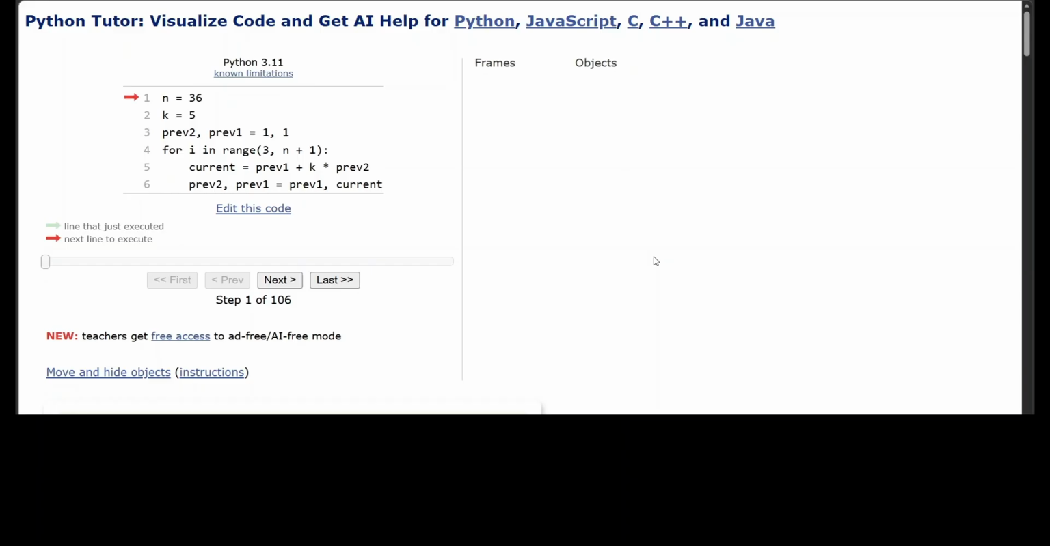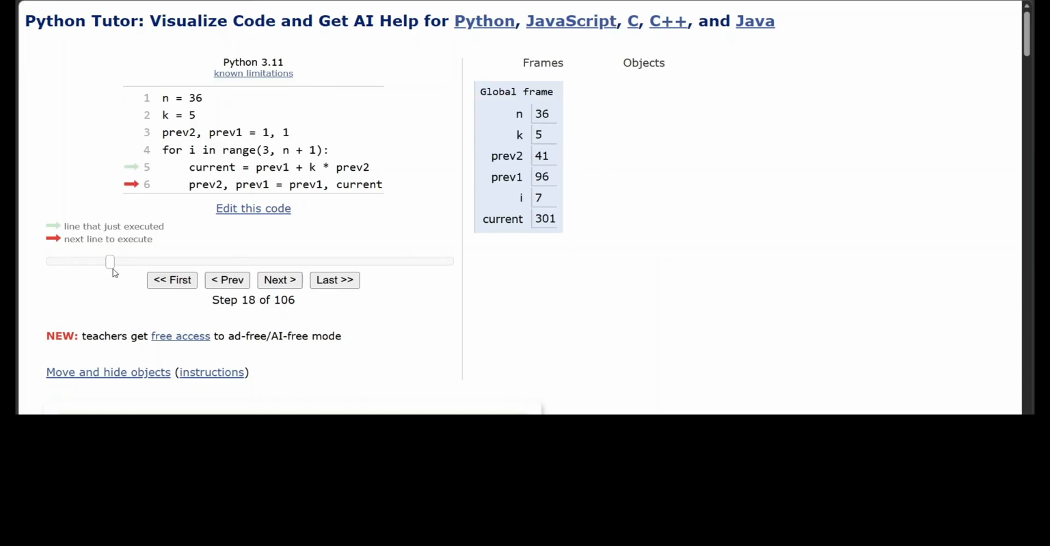Actually, yes. Here's a space-optimized version. Instead of an array, we only keep track of the last 2 values. This gives us O(1) space, constant memory. For n equals 36, it doesn't matter much, but if n was 1 million, this would be a game changer.